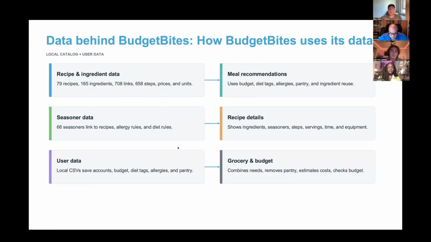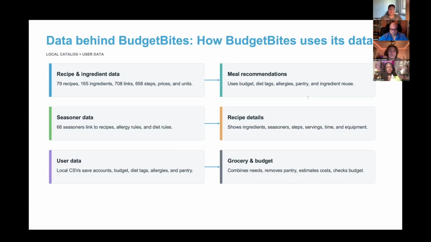Okay, before the demo, I'd like to explain how BudgetBites uses its data and where that data comes from. First, most of our recipe information comes from the Wikibook's cookbook. It provides recipe names, ingredients, cooking steps, serving sizes, cooking time, and equipment information. After cleaning and organizing the data, our current catalog contains 79 recipes, 165 ingredients, more than 700 recipe and ingredient links, and cooking steps.